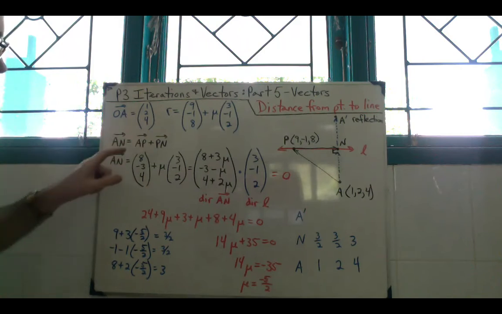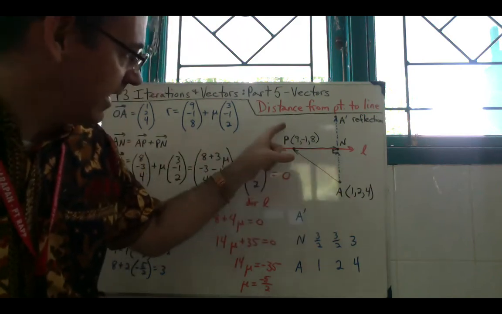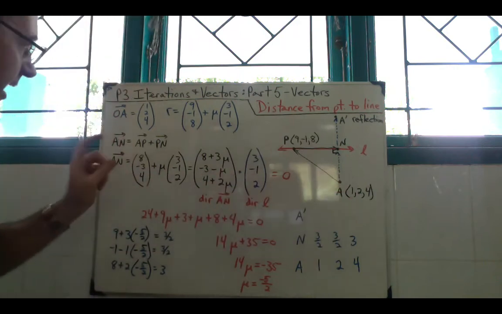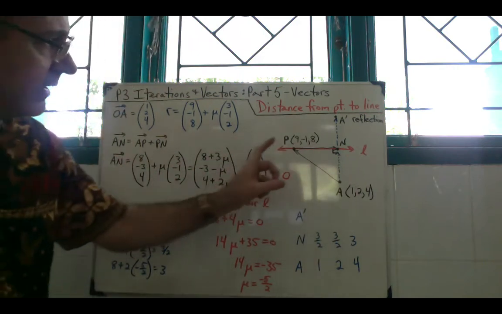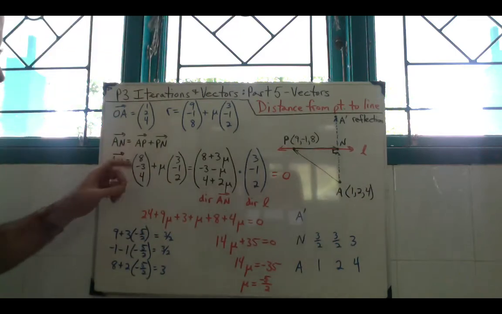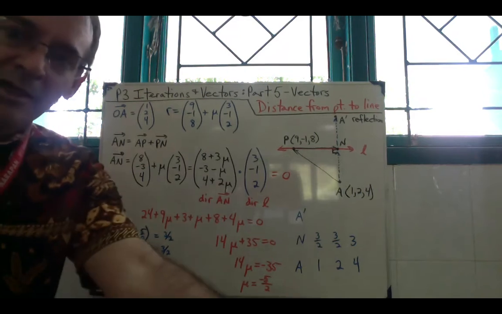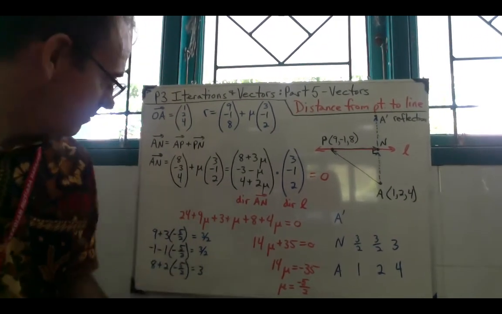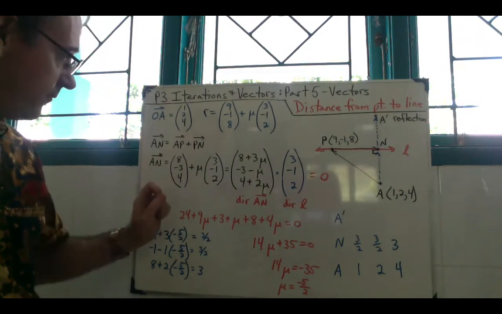So A to P is P minus A. P minus A. 9 minus 1 is 8. -1 minus 2 is -3. And 8 minus 4 is 4. So from A to P, the direction from A to P is 8, -3, and 4.